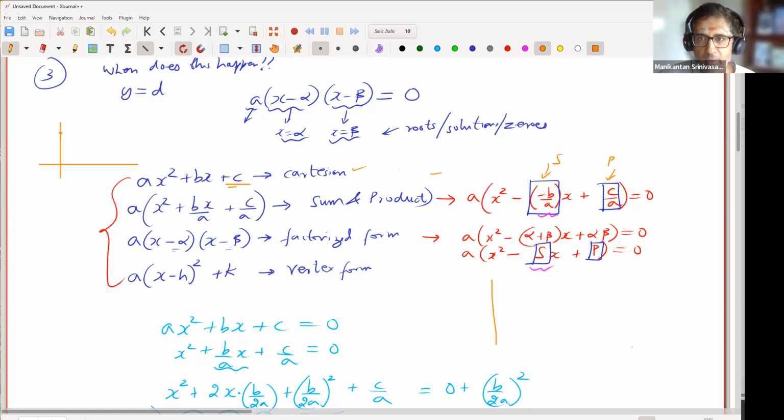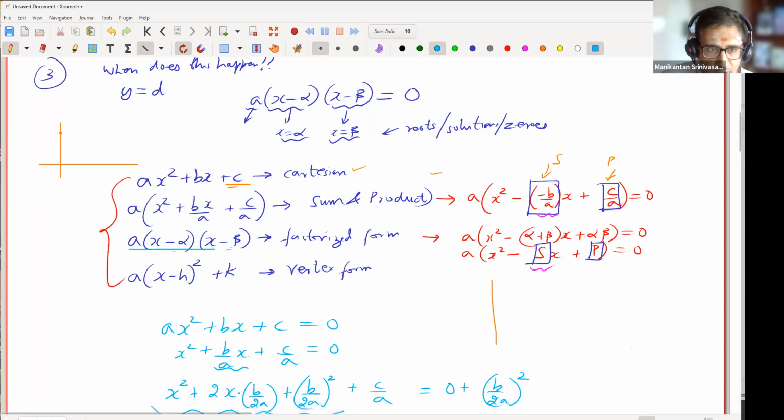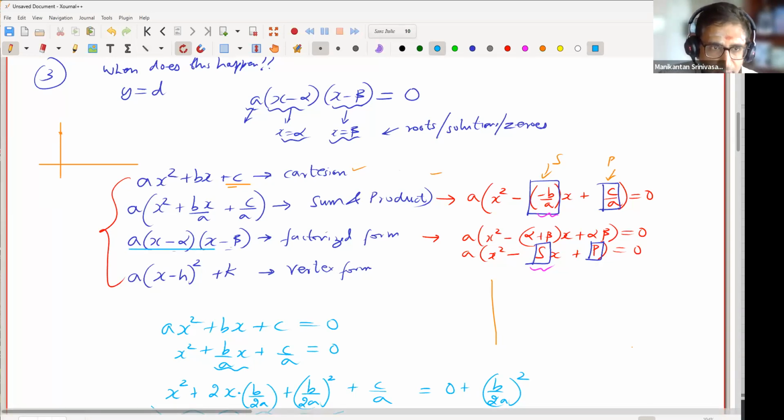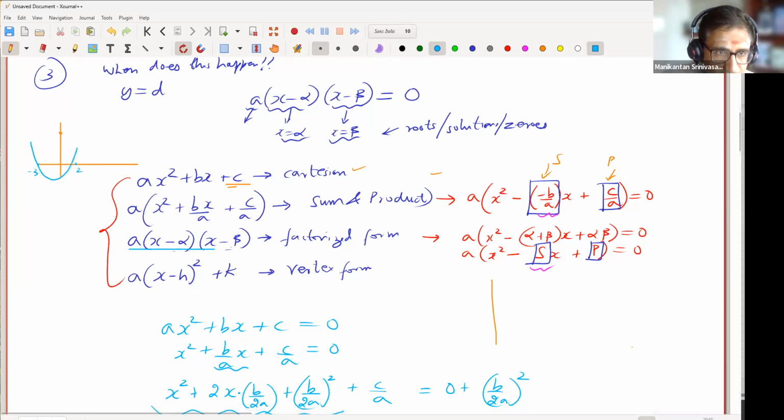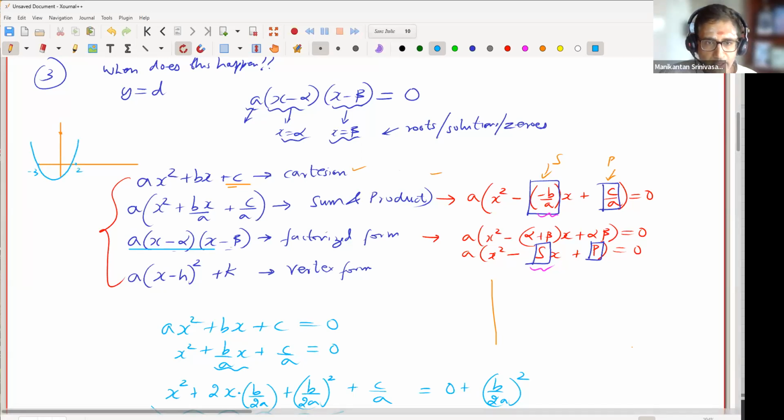The factorized form is useful to trace where it cuts the x-axis and y-axis, right? So if I have the factorized form, then I know this is alpha, I know my alpha is -3, right? And my beta is +2. It helps me trace a function like this, right? So that's why this is useful.